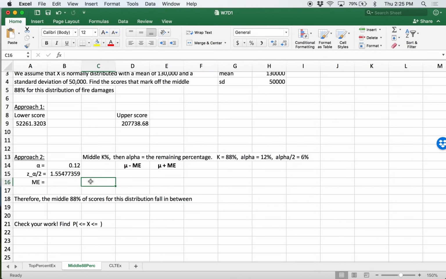All right, so margin of error, generally speaking, looks like sigma times our z alpha over 2. In our case, our sigma is 50,000, and the z alpha over 2 we just found was 1.555 if you round. I'm just going to cell reference it. So this tells us that the margin of error we want to use for this approach number 2 is 77,738.